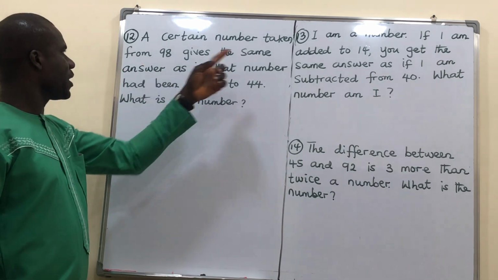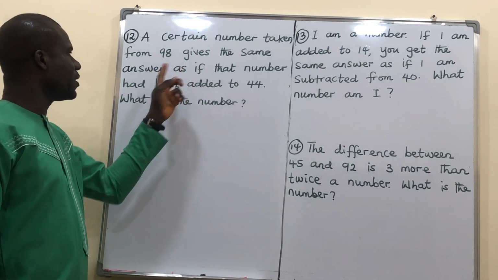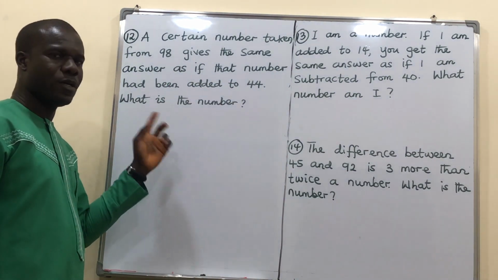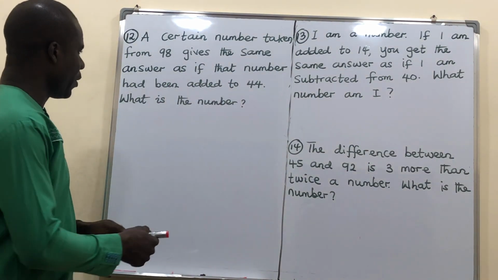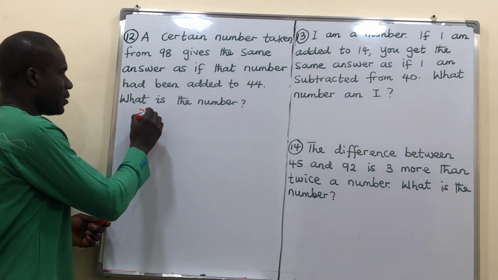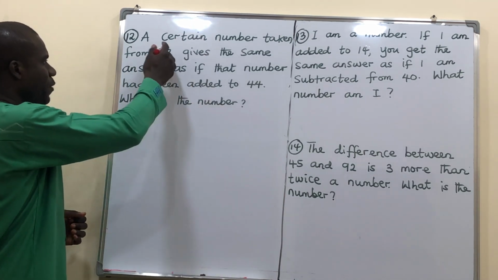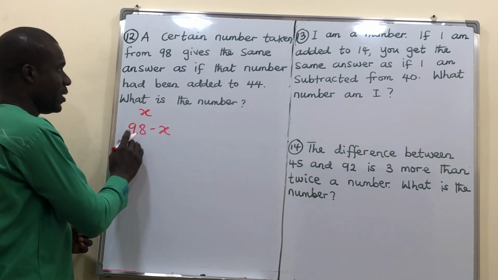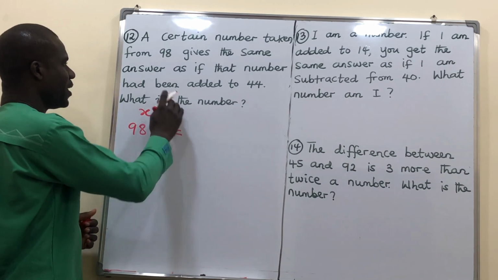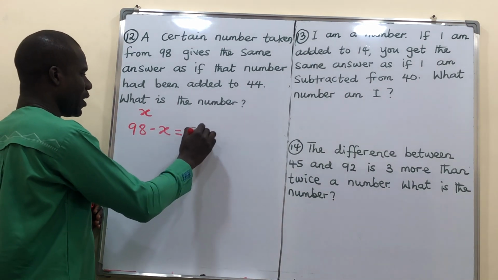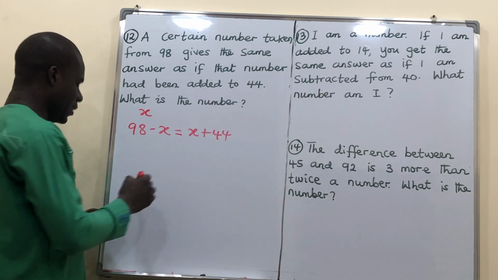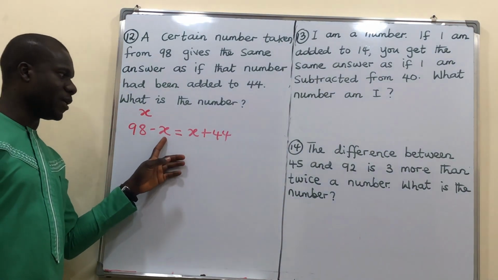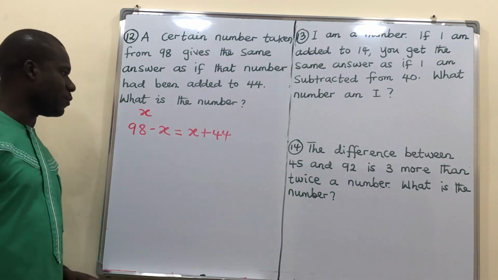A certain number taken from 98 gives the same answer as if that number had been added to 44. What is the number? Well, let the number be x. The number taken from 98 means take the number from 98, which gives the same answer as the number added to 44, so x plus 44. So I just interpreted the word problem. The number taken from 98, that's 98 minus x, equals the number added to 44.